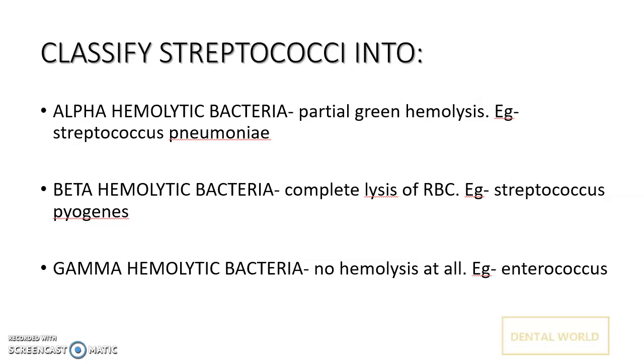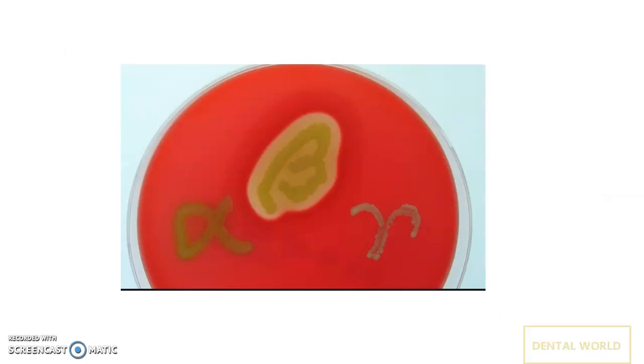We can classify streptococci into three major categories. They can be either alpha hemolytic bacteria, they can be either beta hemolytic bacteria, or they can be gamma hemolytic bacteria. So the scientist Brown in the year 1919 introduced three terms, alpha, beta, and gamma, to indicate three types of streptococci, which is based on hemolytic reaction on blood agar plate. So this is the blood agar plate. He did this experiment and classified streptococci into three major categories, that is alpha, beta, and gamma. So what does this mean?